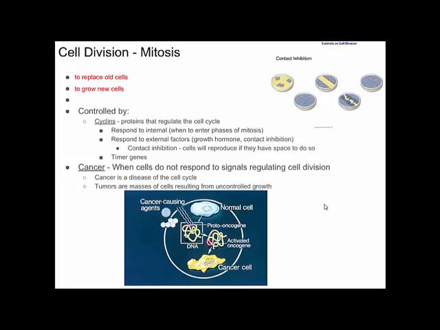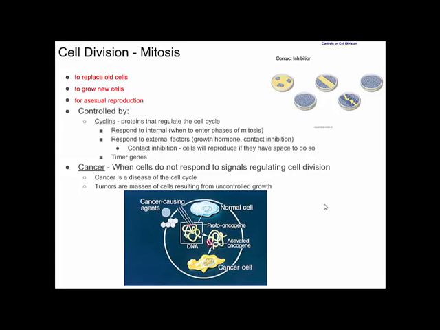Those cells are created through mitosis. Any type of growth or repair, the cells come about through this process. In organisms that reproduce asexually, such as bacteria or an amoeba, they reproduce through mitosis. These single-celled organisms basically make a copy of themselves and split in two, and that's how they reproduce.